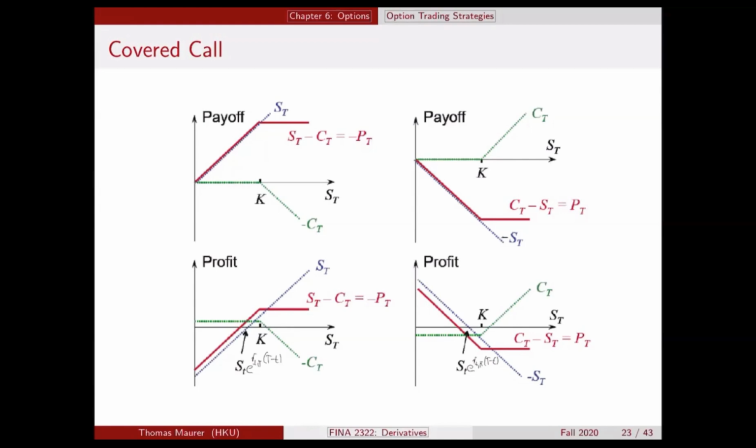Adjusting again for the initial cost, so moving from payoff to profit, buying the call option actually costs us something. So we have a downward shift in that curve. And so we get a negative profit if the price of the underlying is below strike price, but this profit turns positive if the price of the underlying increases enough and the payoff of the call price dominates the future value of the initial cost.